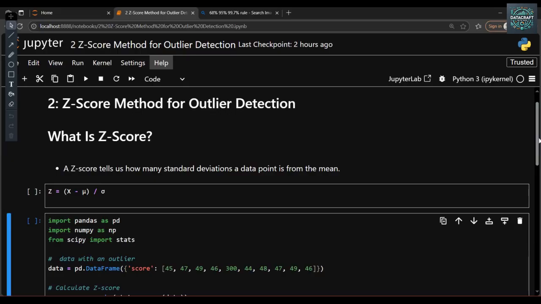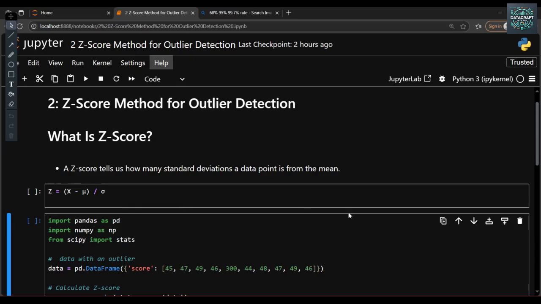Now let's try to understand what a Z-score is. A Z-score tells us how many standard deviations a data point is from the mean. Again, a Z-score tells us how many standard deviations a data point is from the mean. The Z-score equation is x minus mu divided by standard deviation. Here x is the data point, mu is the mean of the data, and then we divide by the standard deviation. After using this equation I get the Z-score value.